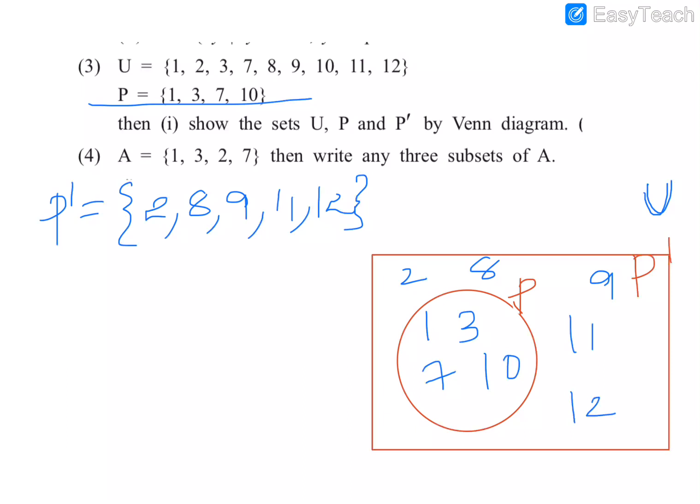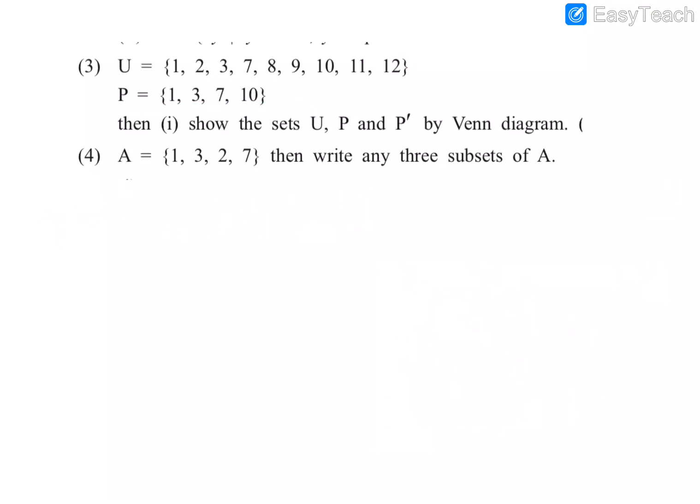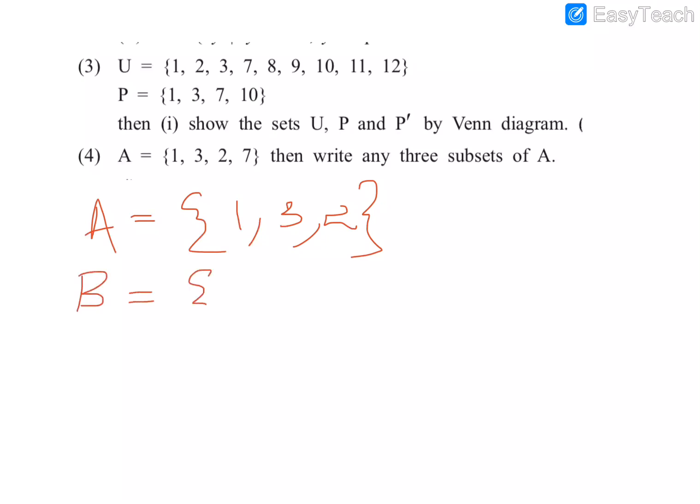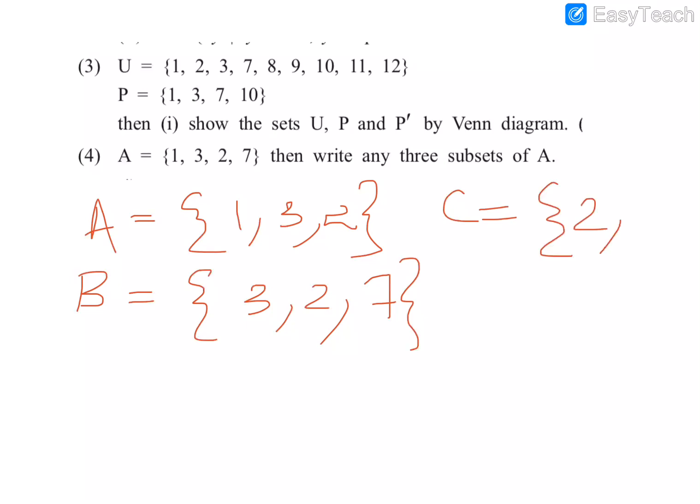Now let's go to problem 4. Problem 4 is, A is given, write any 3 subsets of A. We have to write any 3 subsets of A. So I am writing the subset like this. This is a subset. I am naming B another subset of A. 3, 2, 7. This is another subset, and another subset of A will be 2, 7.